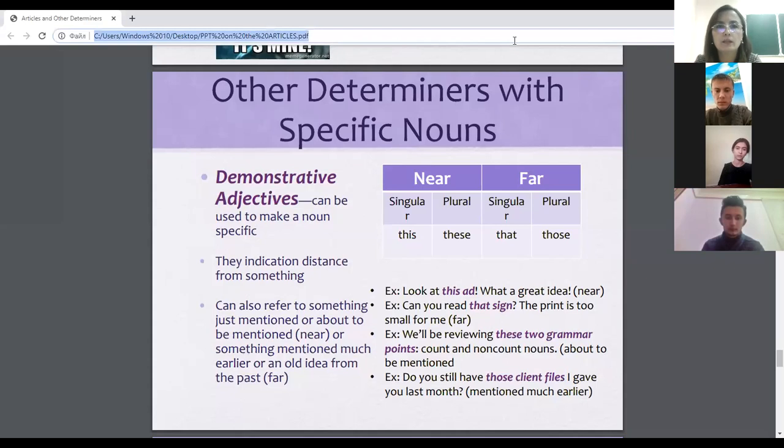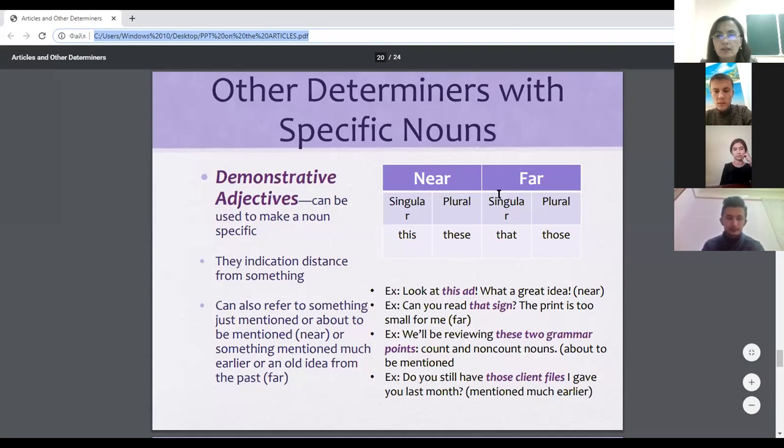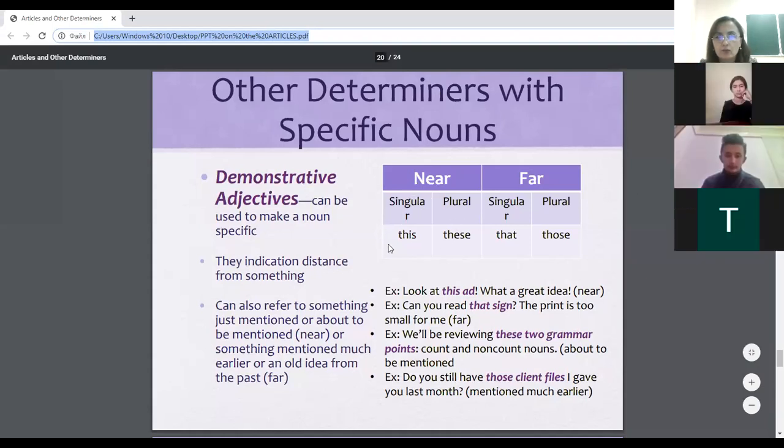So, dear students, we will continue talking about other determinants with specific nouns. For example, demonstrative adjectives. Demonstrative adjectives can be used to make a noun specific. For example, near and far, yeah? Singular: this, plural: these, or for far, singular: that, plural: those. They indicate distance from something.